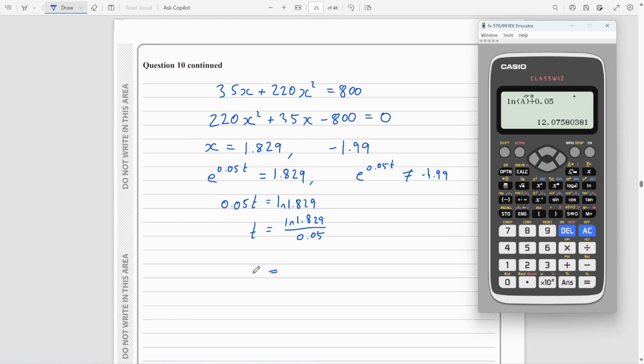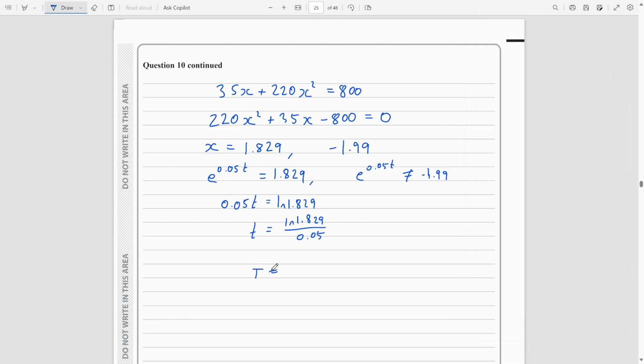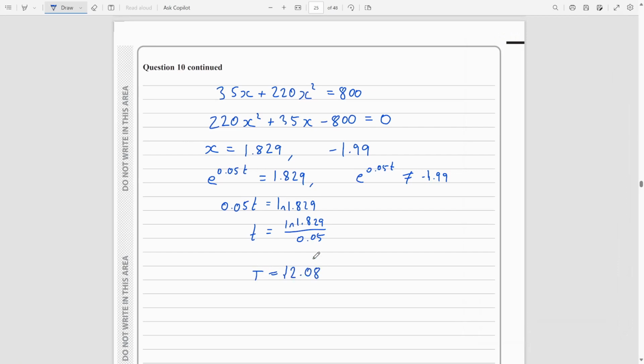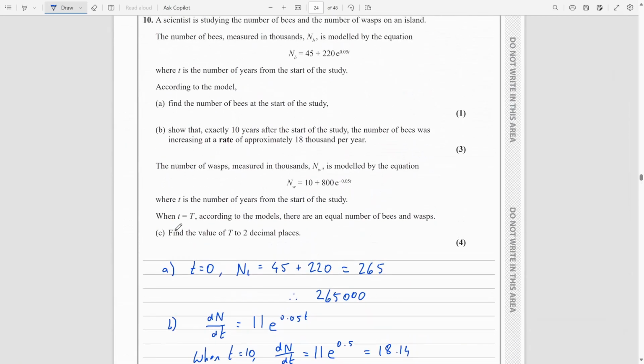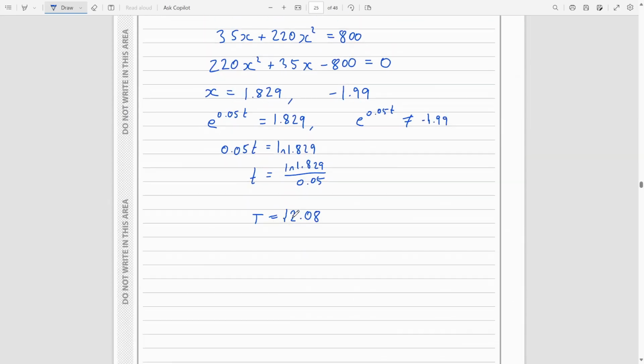It's 12.08. So capital T is 12.08. Let's just check how they wanted us to round this to 2 decimal places, and so we've got it. 12.08 years is when the populations are the same.